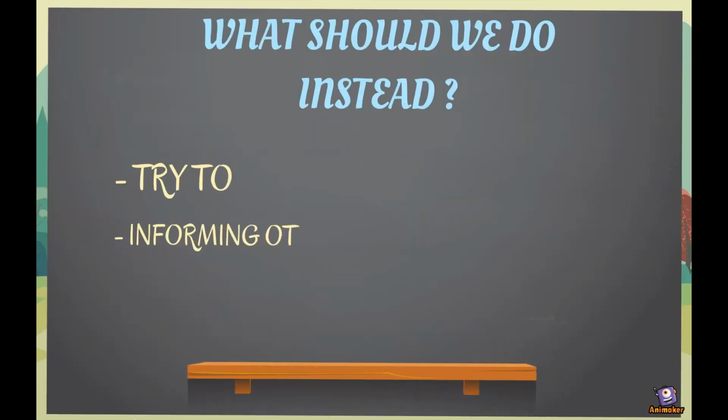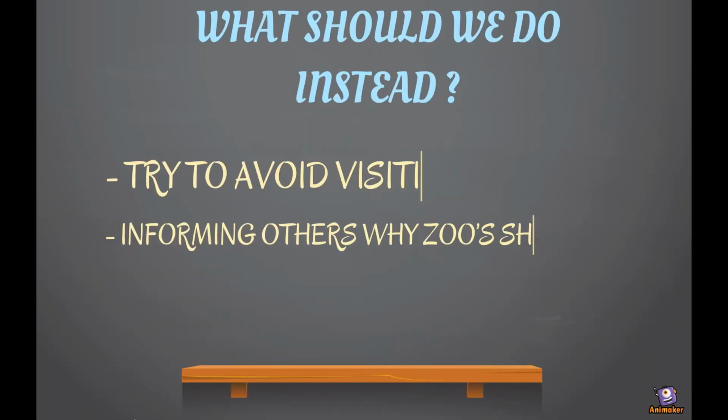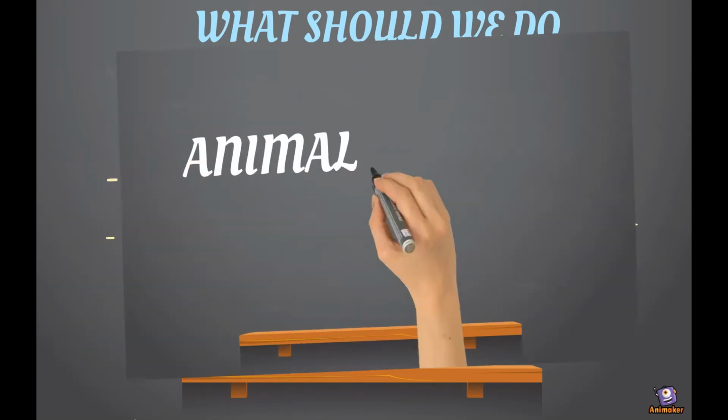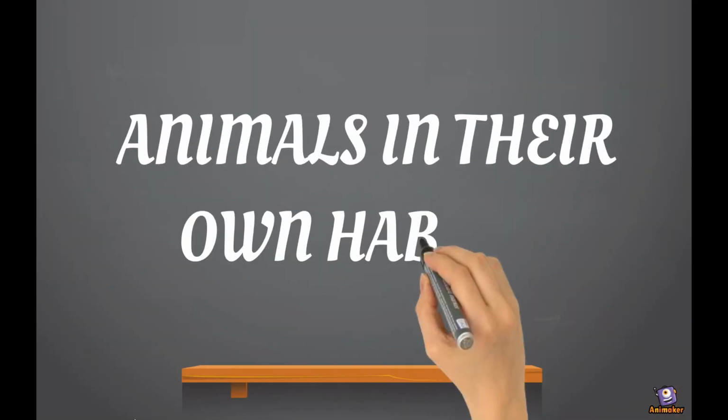What should we try to do instead? We should try to completely avoid or at least minimize visits to the zoos. We should inform others why zoos shouldn't exist. That means spreading awareness to people around the world about the negative impacts of zoos on society as well as the community. Let's move on to animals in their own habitat.